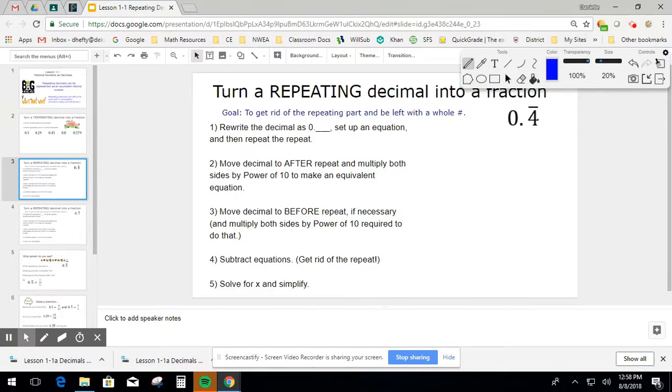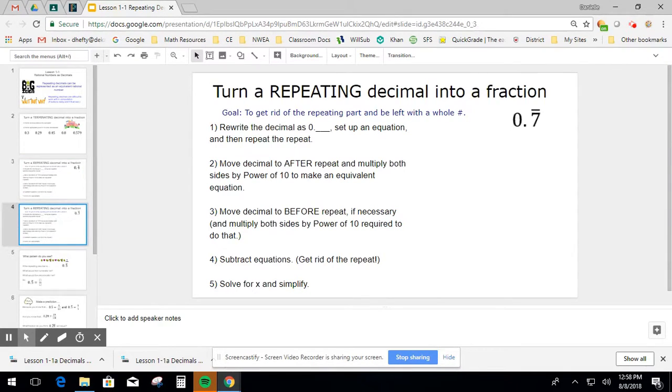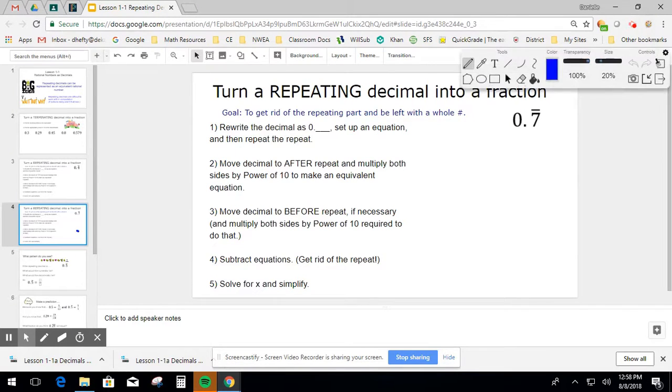Let's try another one. Let's see if we can do this. Hey, you don't have to wait for me if you're trying to solve this. If you think you can do it on your own as you're going, go ahead and try it and then see how you do. So again, I'm looking at 0.7 repeating. So I want to rewrite that decimal. Already is. It's already there. So I am going to set up the equation.